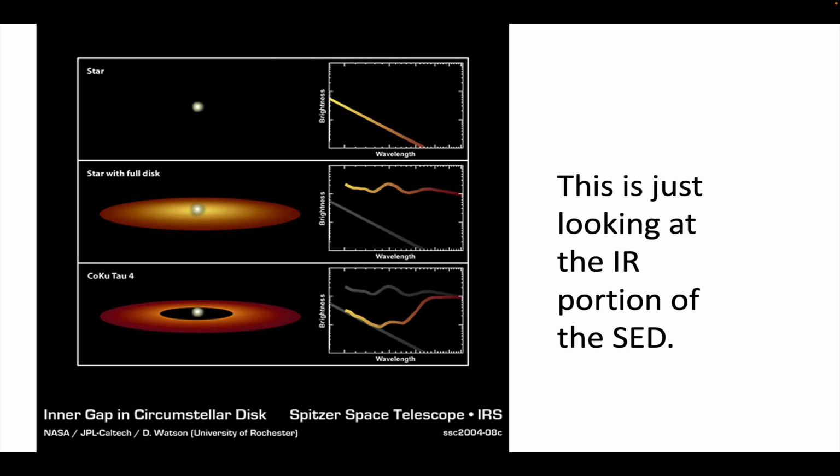This press release image is looking just at the infrared portion of the SED. So here again, we've got the same sort of three that we had at the very beginning. We got a star without dust, a star with disk that goes all the way in, and a star that has a disk with a hole in the middle. This is just looking at the infrared portion. So there's the Rayleigh-Jeans slope. Here, there's bumps and wiggles, but it's flat. And then when you've got an inner hole, it matches the star out to a certain point, and then it comes up for an infrared excess.